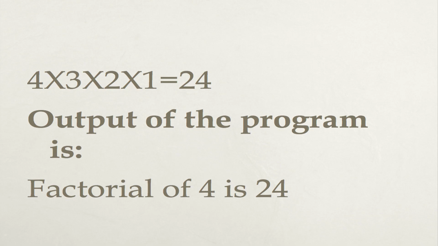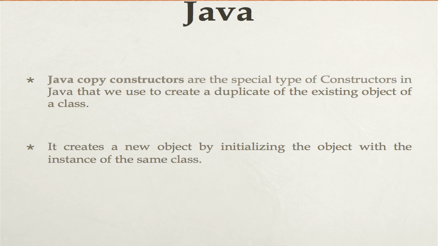Now the copy constructor. This is also a part of constructor, and it is a very important part of this lecture. Copy constructors are a special type of constructor in Java that we use to create a duplicate of an existing object. So copy constructor means we make a clone of a particular object.